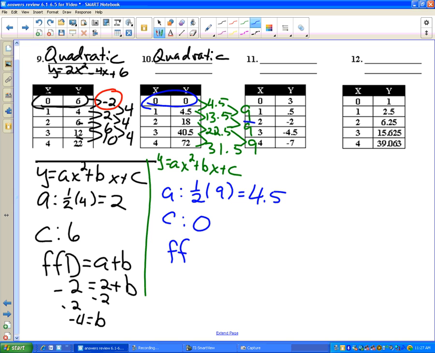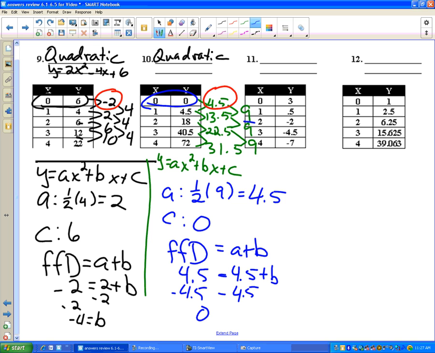To find my b, I do FUD. My first difference is equal to a plus b, so that's 4.5 equals a, which is 4.5, plus b. Subtract 4.5 from both sides. 0 is equal to b. So c and b are both 0, so y is equal to 4.5x squared plus 0x plus 0. So number 10 is y equals 4.5x squared.